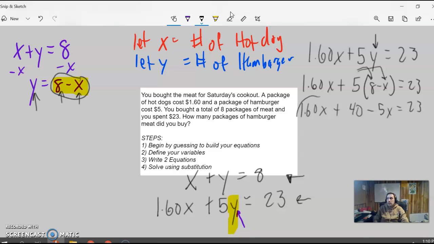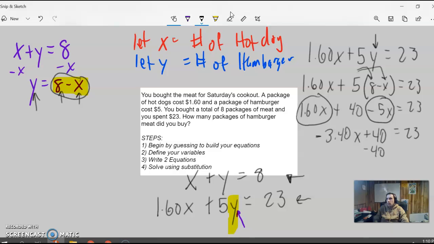Well, now we have a little math to combine $1.60x and negative 5x. So if you can't think through that, think if I have $5 and I subtract 1.60, or I have 1.60 and I subtract 5, we just know that the negative is going to win, because the negative is bigger. So negative 5 plus 1.60 is going to be negative 3.40. Plus 40, make sure that x is attached to it, equals 23.